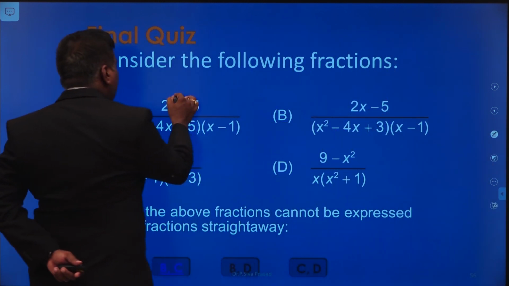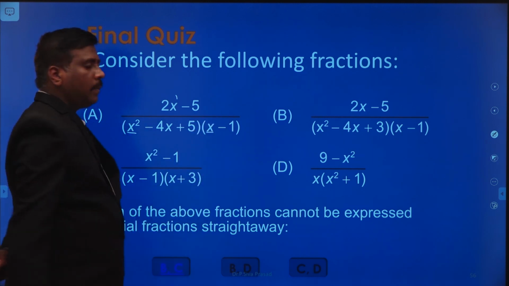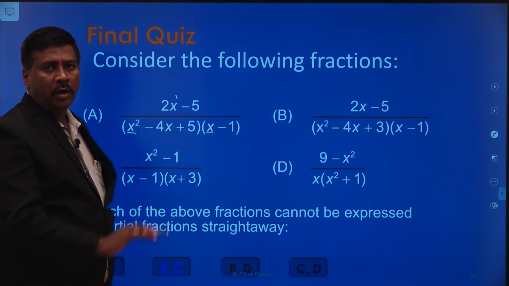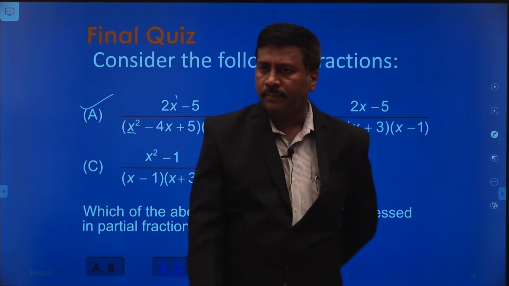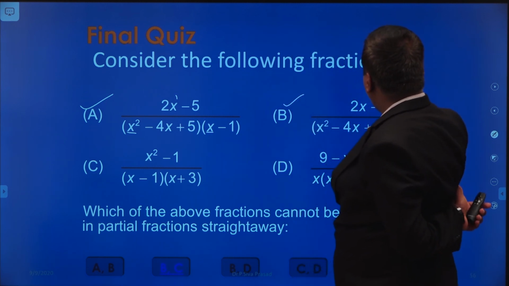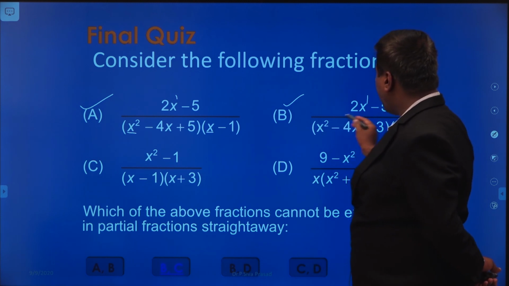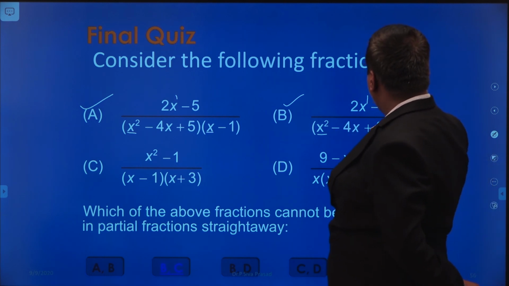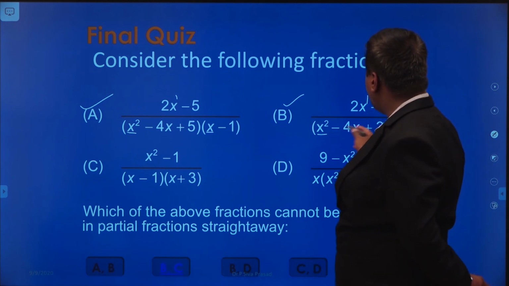What is the power of x in the numerator for option A? 1. And in the denominator, x square into x, that means you will get x cube. So the numerator power is less than that of the denominator, so we can easily verify that A is a proper fraction. Now B: here 2x minus 5, x power 1, and also x square and x. If you multiply x square into x, then we will get x cube.